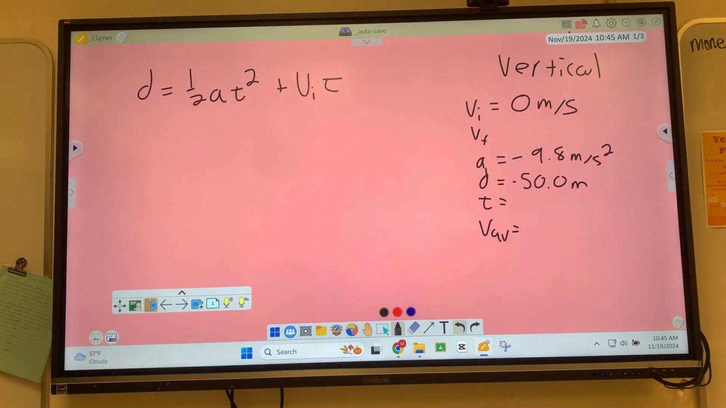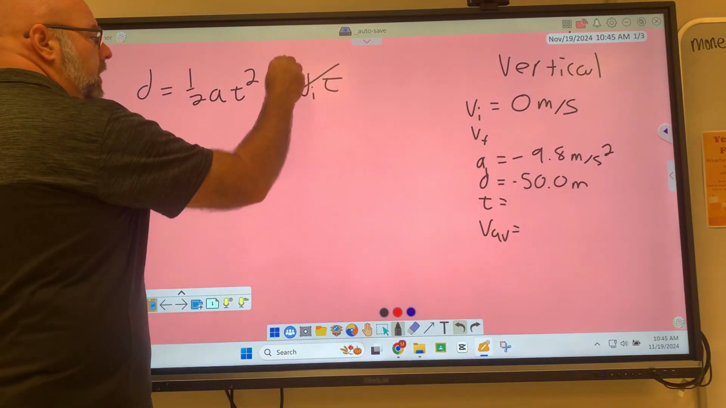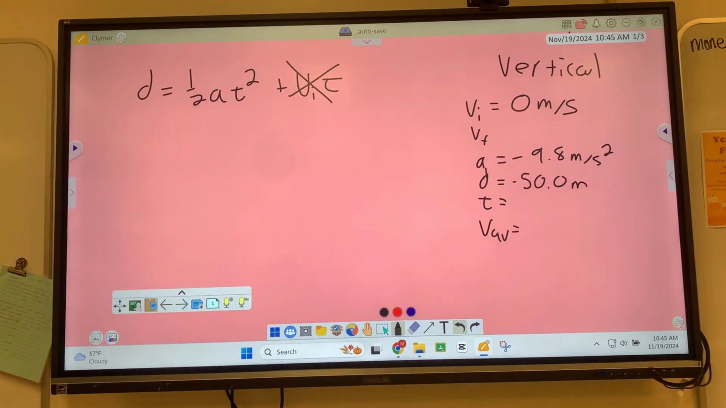How can we make this equation a little less messy? What can we get rid of here? This whole portion is going to be what? 0. Why 0? Yeah, initial velocity is 0, so 0 times time, whatever we find for time, is going to evaluate out to 0. So that makes that one really easy. So now all we have to do is start plugging in and finding time.